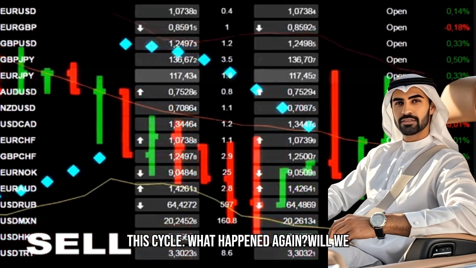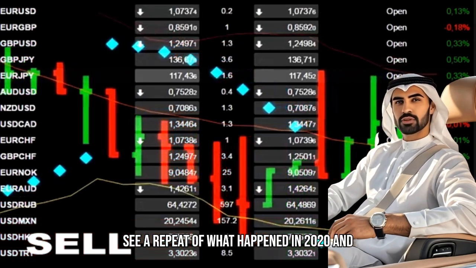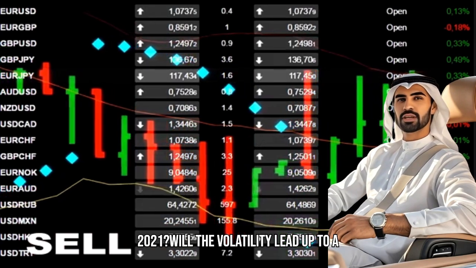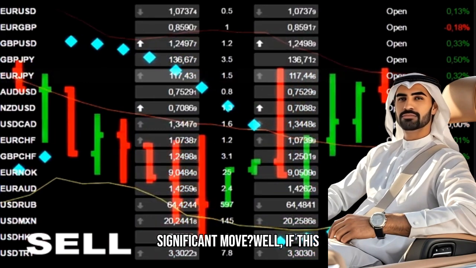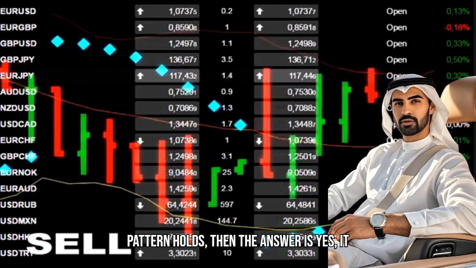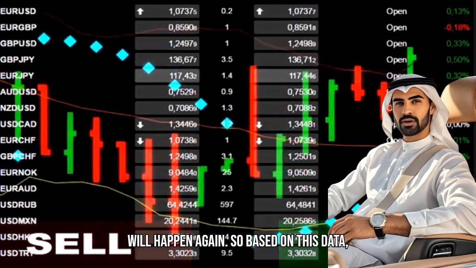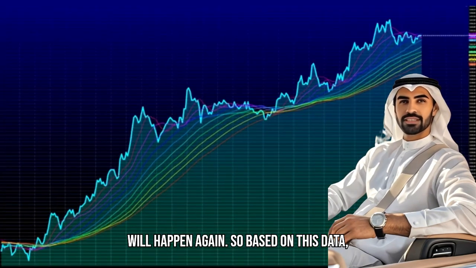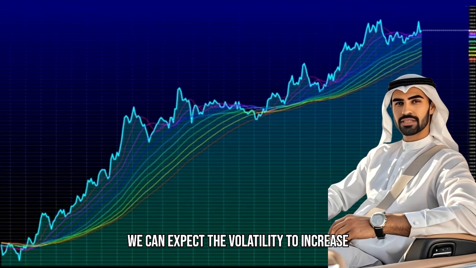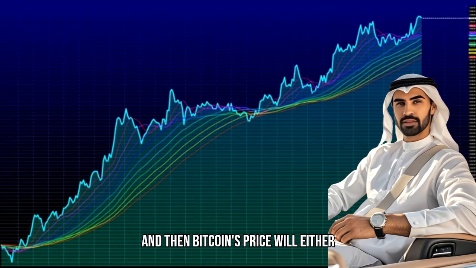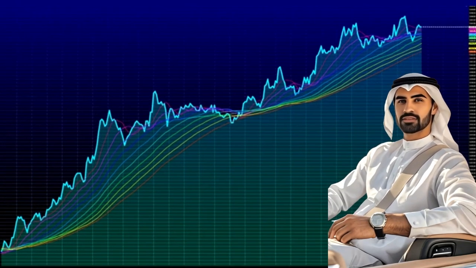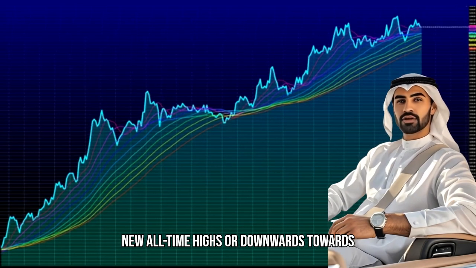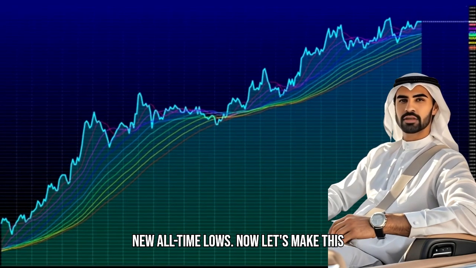What happened again? Will we see a repeat of what happened in 2020 and 2021? Will the volatility lead up to a significant move and then coincide with a significant move? Well, if this pattern holds, then the answer is yes, it will happen again. So based on this data, we can expect the volatility to increase, and then Bitcoin's price will either continue to move upwards, towards new all-time highs, or downwards towards new all-time lows.